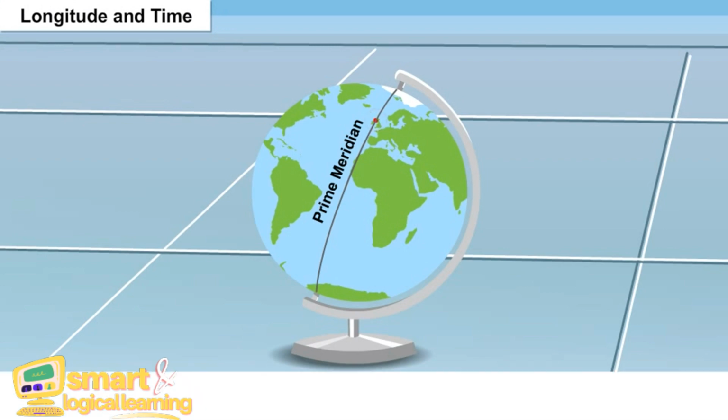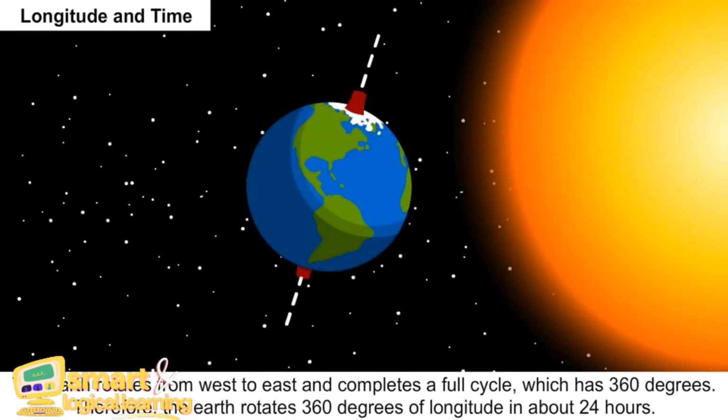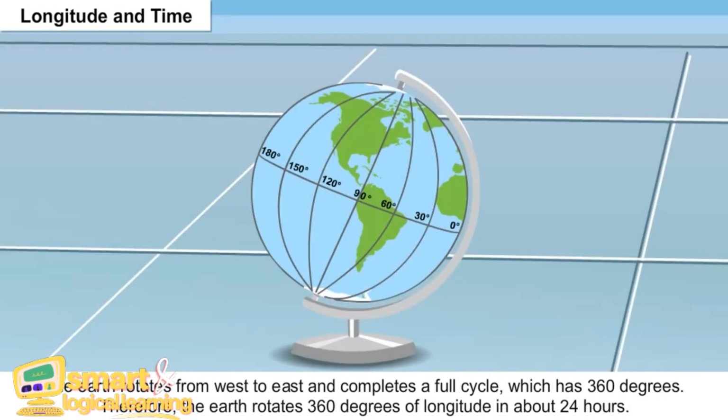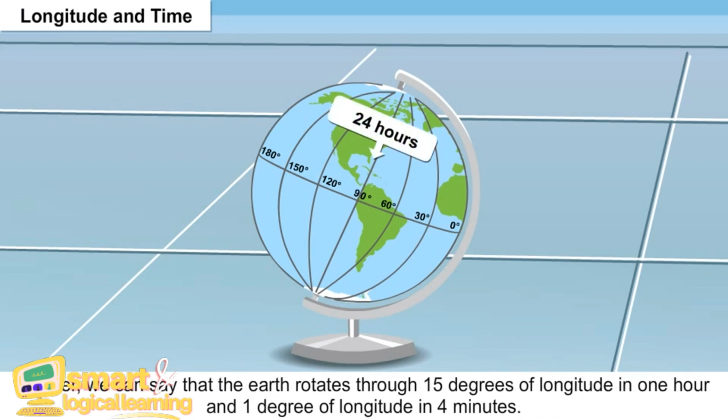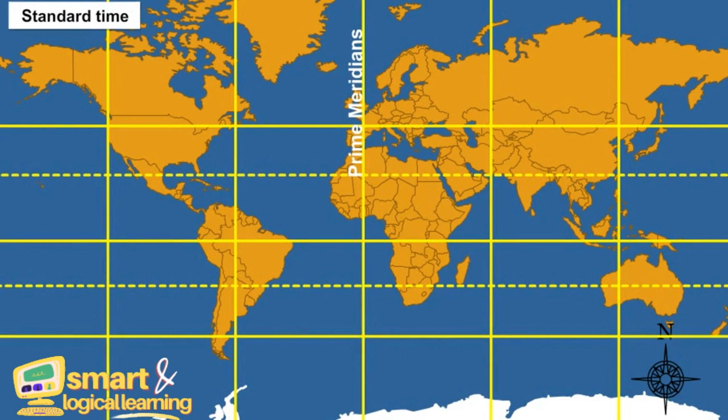Longitude and time. All the places situated east of Greenwich are ahead of Greenwich time while on the other hand, places situated west of Greenwich are behind it. The Earth rotates from west to east and completes a full cycle, which has 360 degrees. Therefore, the Earth rotates 360 degrees of longitude in about 24 hours. Further, we can say that the Earth rotates through 15 degrees of longitude in 1 hour and 1 degree of longitude in 4 minutes.